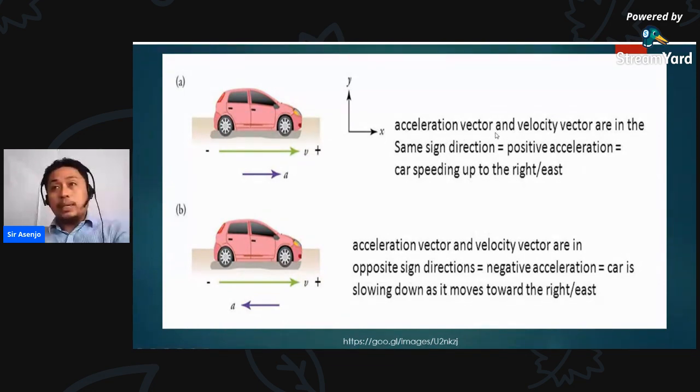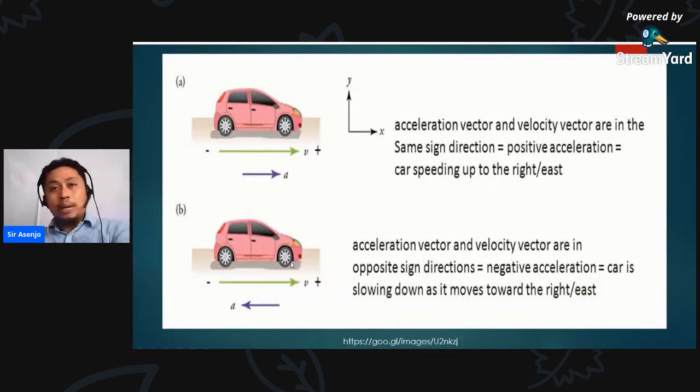Again, the acceleration vector and velocity vector are in the same sign direction. That is equal to a positive acceleration. They are both in the same sign direction. That means that is equal to the car speeding up to the right, or east.